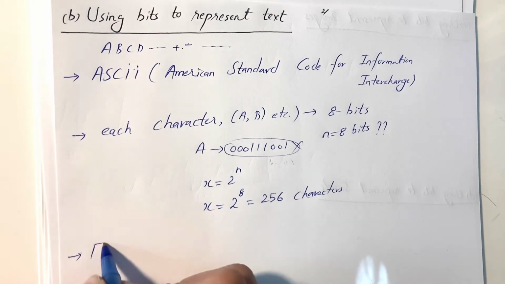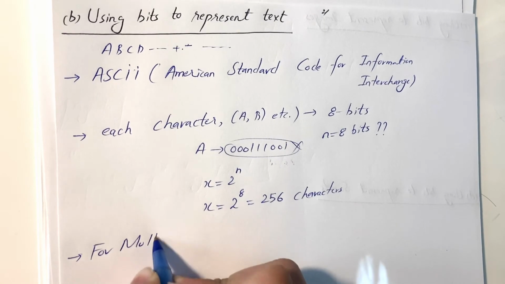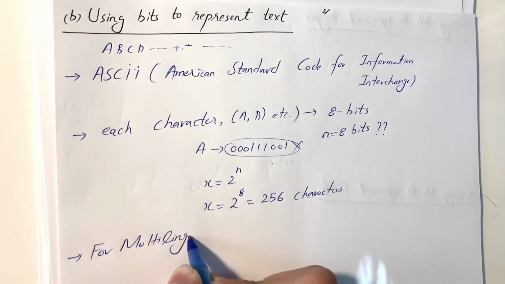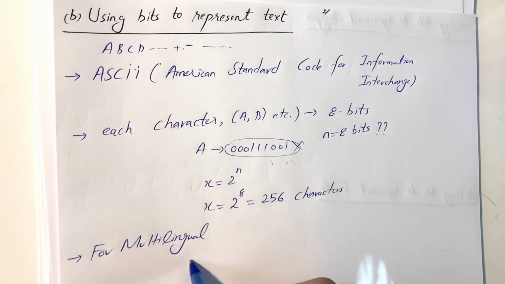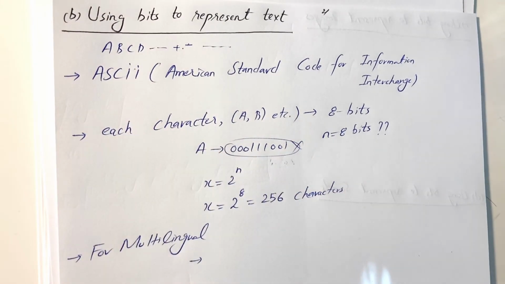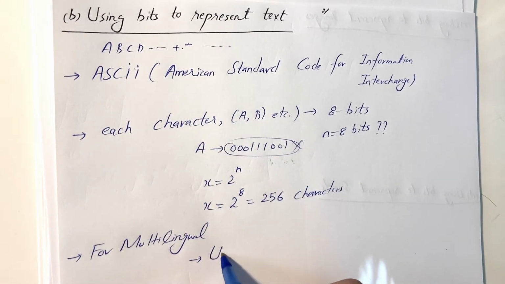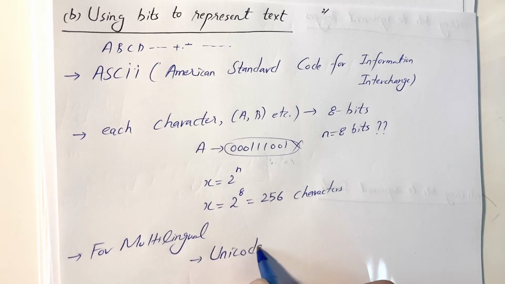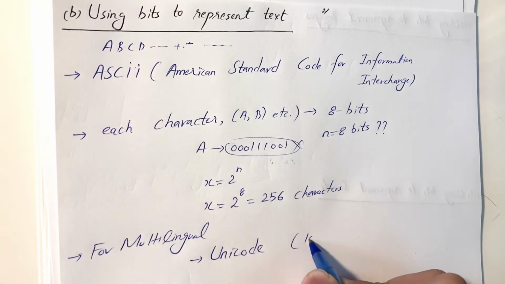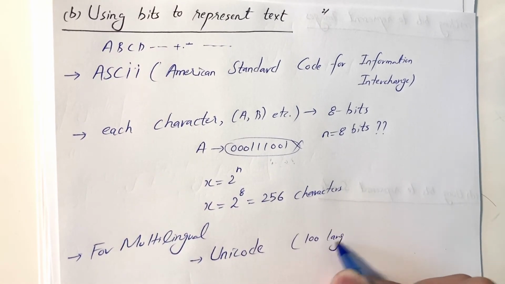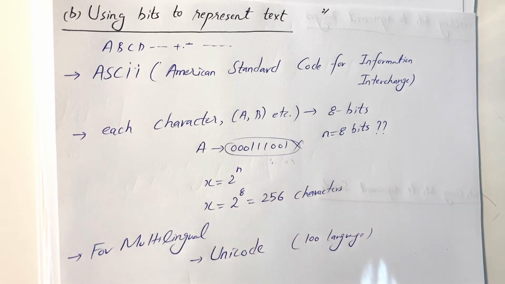For multilingual text, we don't use the ASCII standard. We use another standard which is called Unicode. It can encode up to 100 different languages. It has the characters of 100 different languages.